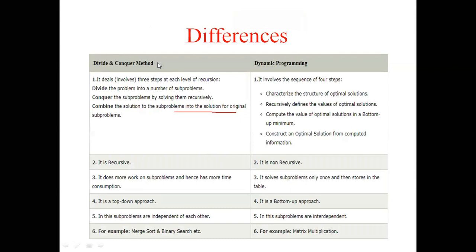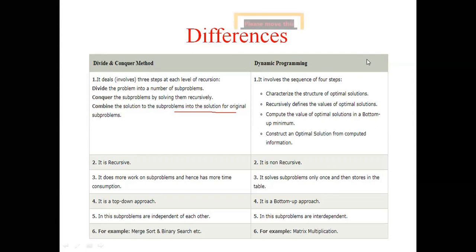We have already covered the divide and conquer method. In divide and conquer, we divide the problem into a number of subproblems, find the solution to each subproblem, and combine the solutions of the subproblems to get the solution to the main problem, or original problem.